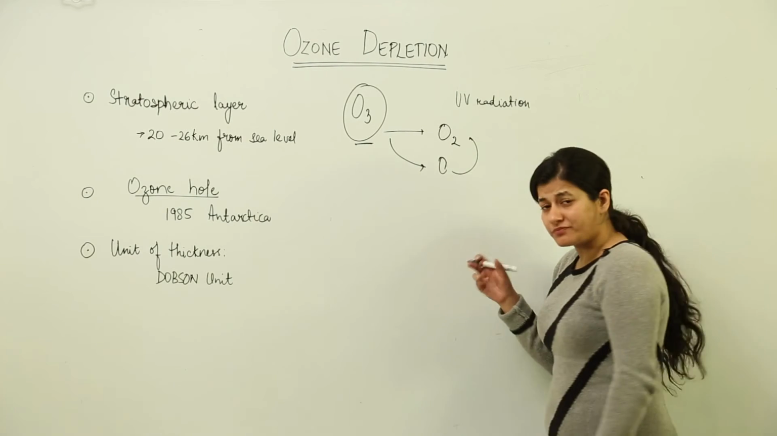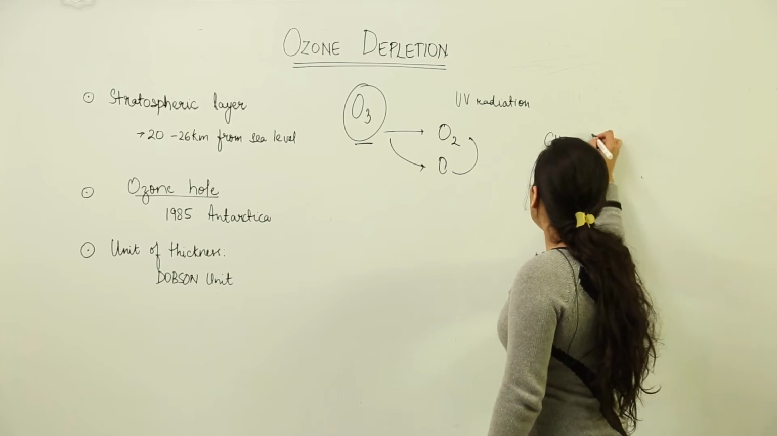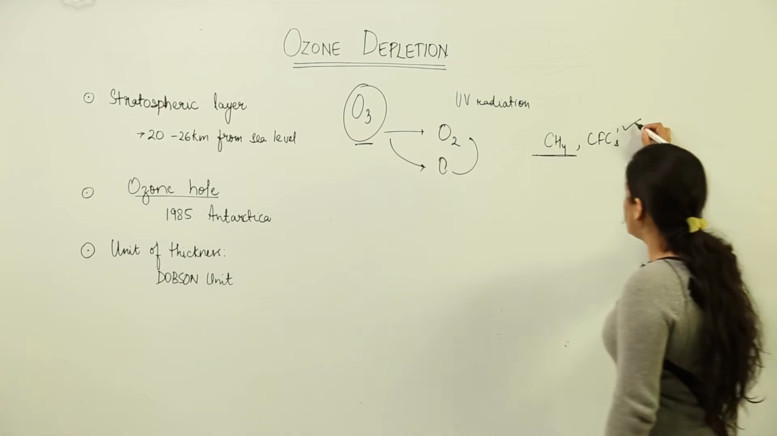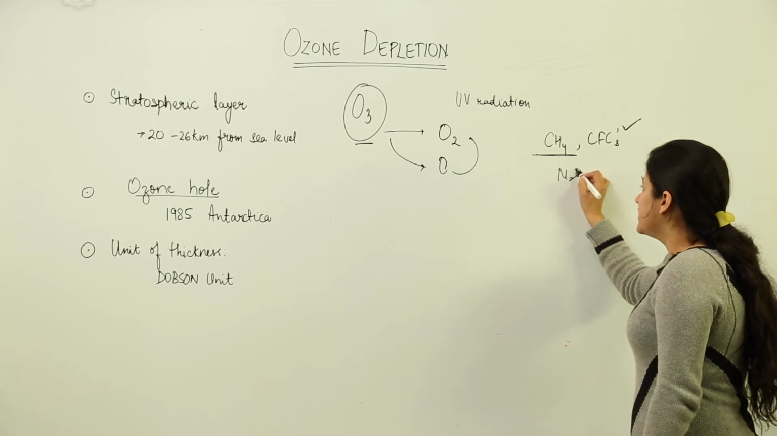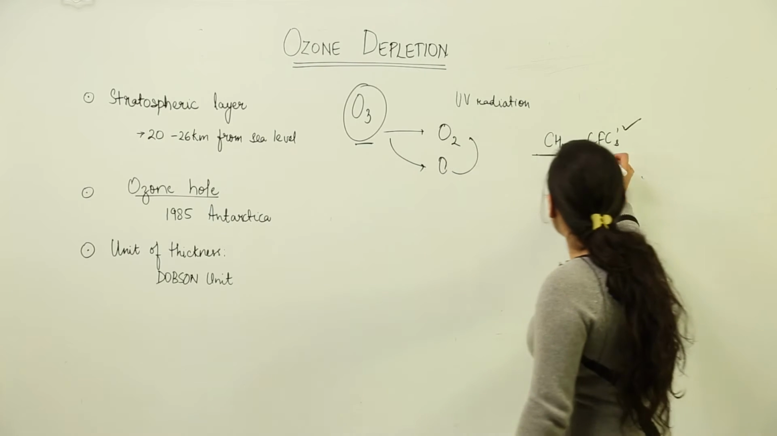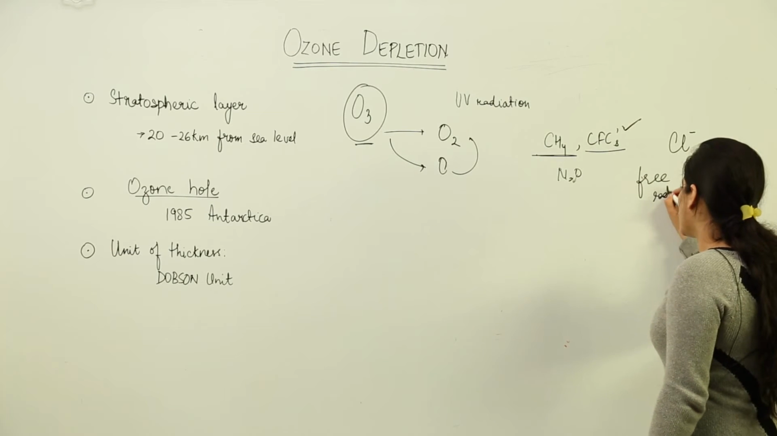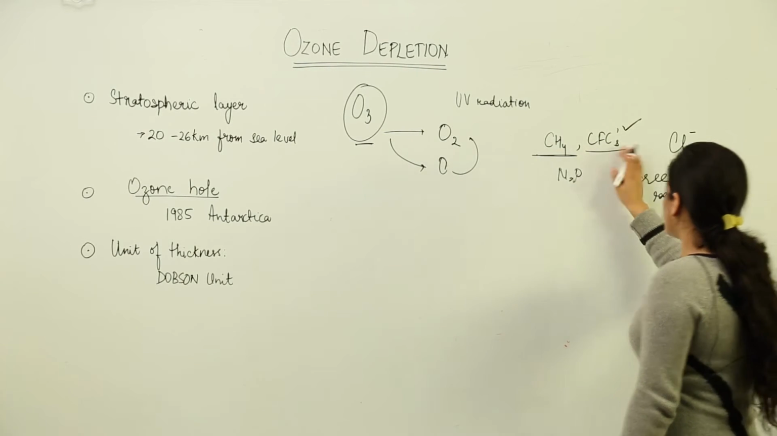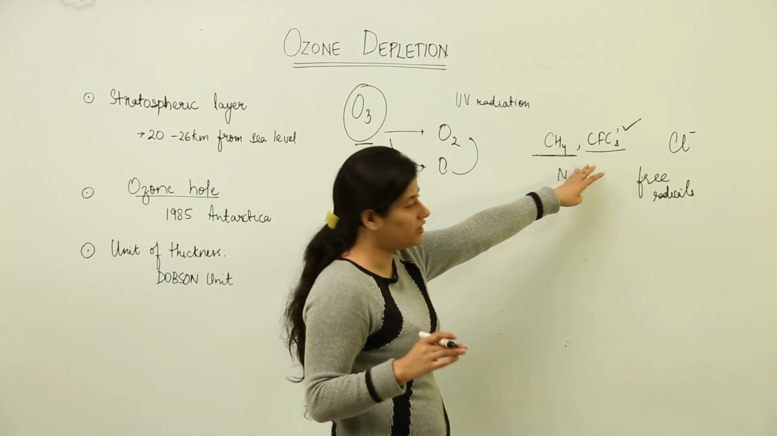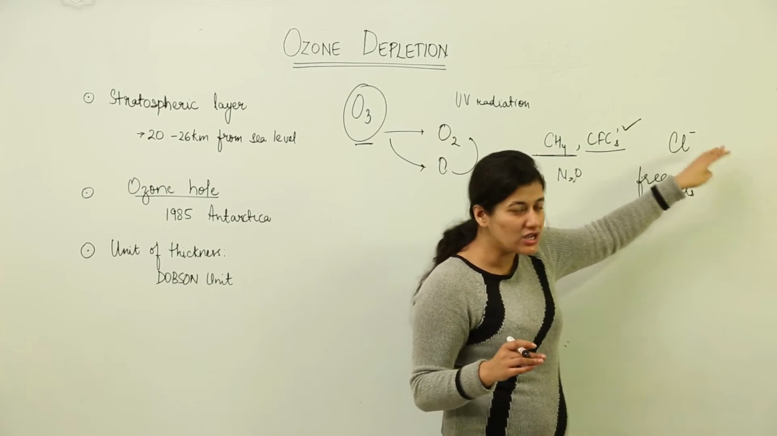Now what has happened in recent times, post-industrialization, is that gases like methane and chlorofluorocarbons, and nitrous oxide, of course, are released. Methane is not as dangerous as the chlorofluorocarbons. These gases rise in the atmosphere, reach this level, and the chlorofluorocarbons release chlorine free radicals. You know what chlorofluorocarbons are? They are halogens with carbon. Carbon combines with halogen and they form chlorofluorocarbons. When they reach the upper atmosphere, they produce chlorine free radicals.